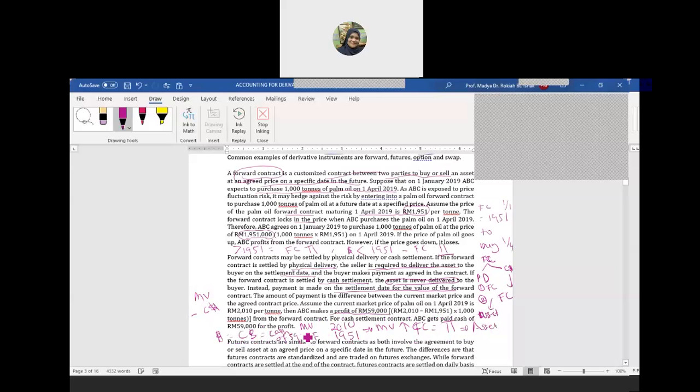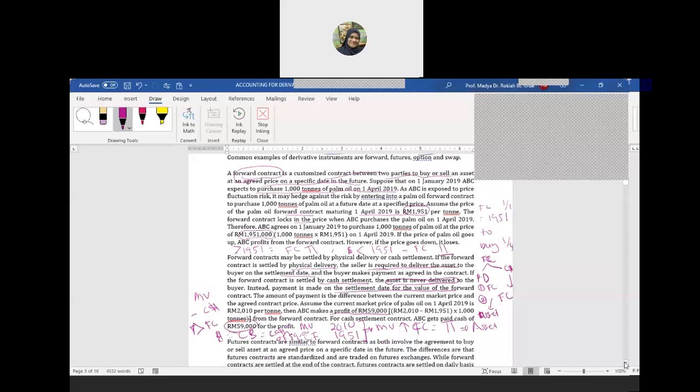Where does this cash come from? This cash comes from the changes in the value of the forward. The change in the value of the forward is this amount: 2010 minus 1951, times 1,000. So you're going to have 59,000. The 59,000 is the cash that you're going to receive for the settlement of the forward contract. If you have any questions, you can raise your voice, or you can put it in the chat box.